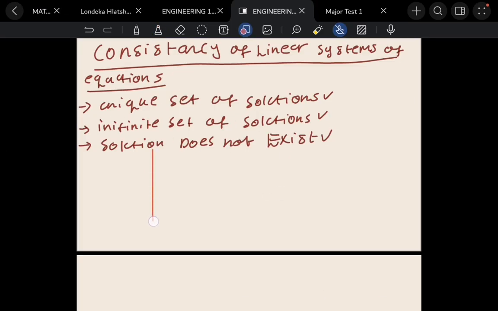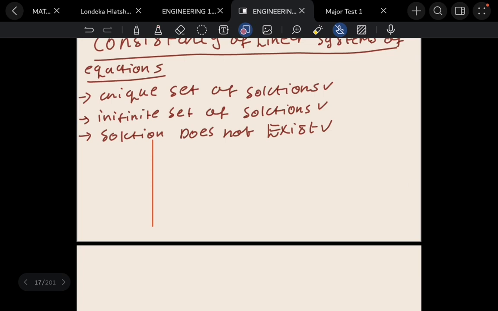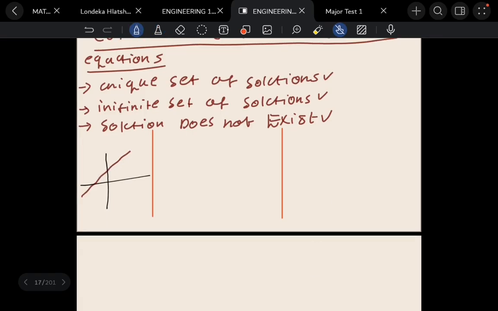Now, some of you may ask me, what does this look like graphically? This is very easy if you visualize it graphically, because it will help you understand more about what you are going to deal with. Right, let us look at the first thing. When we have a unique set of solutions, we have two straight lines and those straight lines meet at a particular point, right? When two straight lines meet at a particular point, we say that we have a unique set of solutions, right?